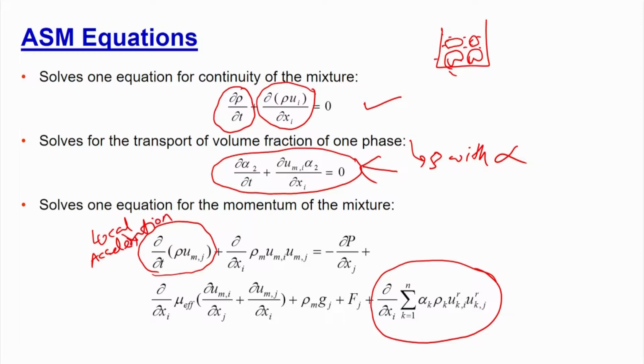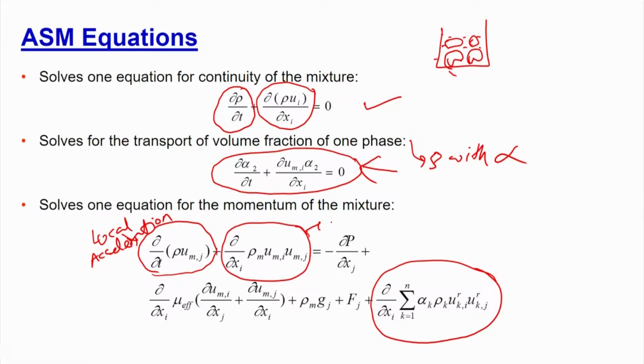Okay. Then this UMI is again based on the mass average mixture velocity, and then you solve the convective acceleration term. This is the convective term. Then the pressure gradient is solved. That is the pressure gradient.